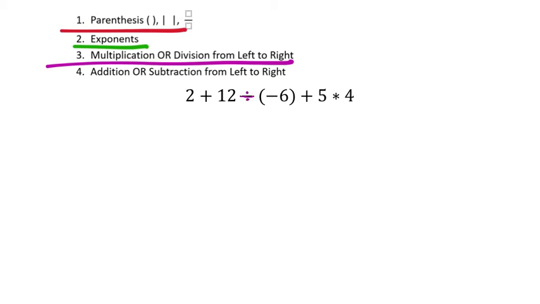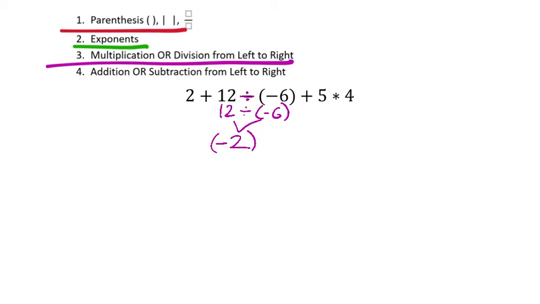Now, along those lines, that means we're just focusing on 12 divided by negative 6. Nothing else. Ignore the rest of the problem for now. We'll come back to it later. 12 divided by negative 6, that's 1 negative. 1 is odd, so I know the answer is negative. 12 divided by 6 is 2, so we get negative 2 out of that. I'll put it in parentheses. So that concludes the division portion of this.